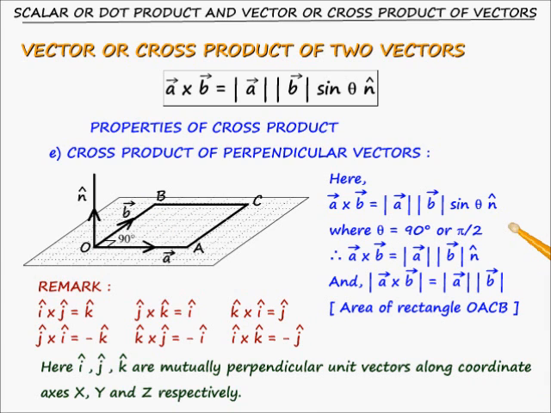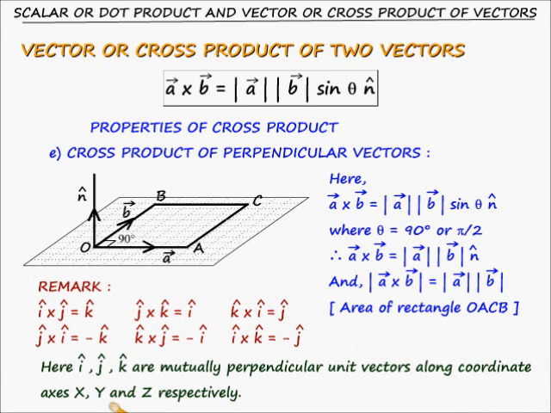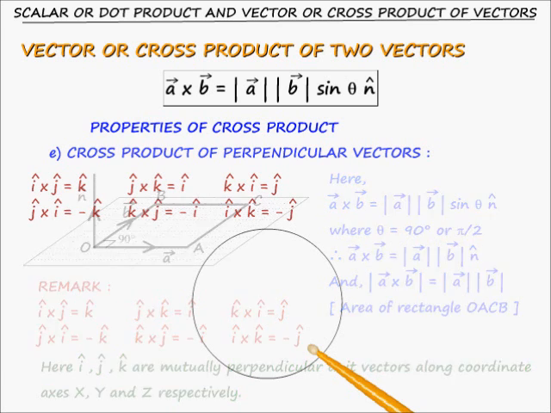Here the point to be noted is that vectors a, b and n are mutually perpendicular vectors. The coordinate axes are also mutually perpendicular. So the cross product of unit vectors i, j and k with their perpendicular ones is like this. You can easily get this by using the right hand rule, but there is an easier method.